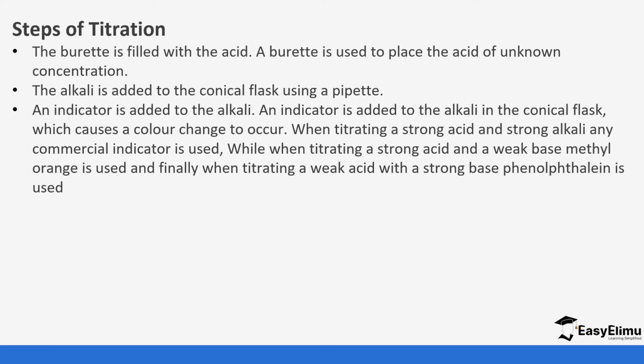When titrating a strong acid with a strong alkali, you need to note this: when both of them are strong, you can use any commercial indicator. But if you are titrating a strong acid with a weak base, you're supposed to use methyl orange. And if you are titrating a weak acid with a strong base, you use phenolphthalein. You'll be using phenolphthalein quite often because of the color changes of phenolphthalein. It's usually easier to use phenolphthalein.